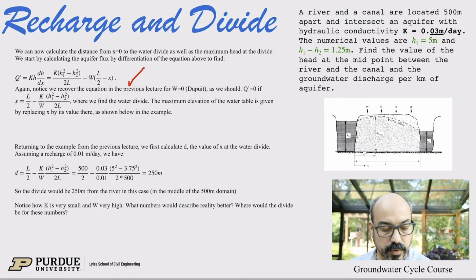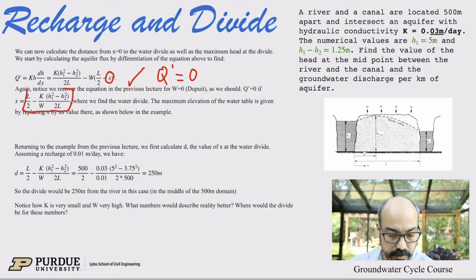At the top here we have the expression for q prime, and we're saying q prime equals 0 tells us where x is. So we can now solve for x, and you can see this is just everything on the other side here. So x equals this value. This is our divide. So d divide equals this equation right here. So this is the water divide.